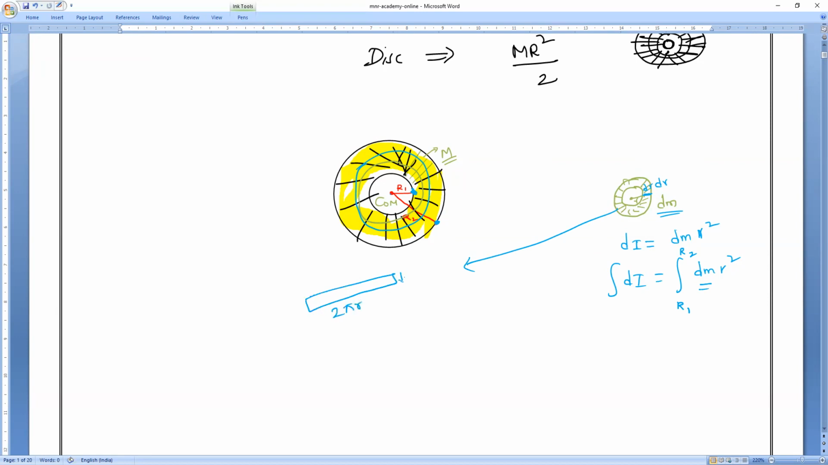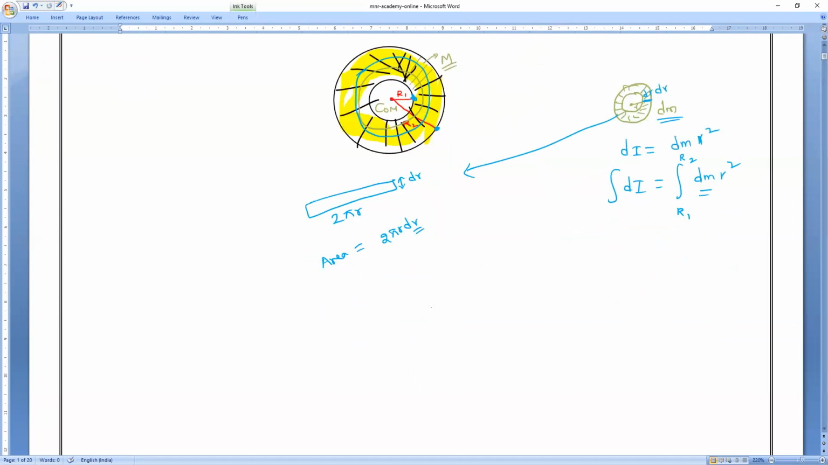2 pi r, and the thickness is becoming dr. So what is the area of this one? Anybody can tell me? Area is equal to what? 2 pi r into dr. Now we all know that it is area, so that we have used a constant.